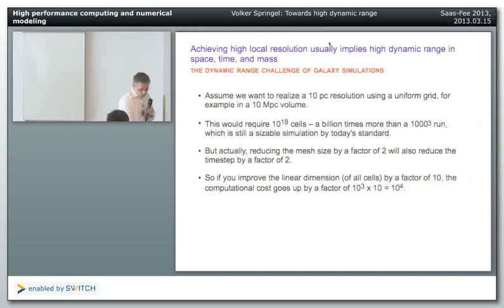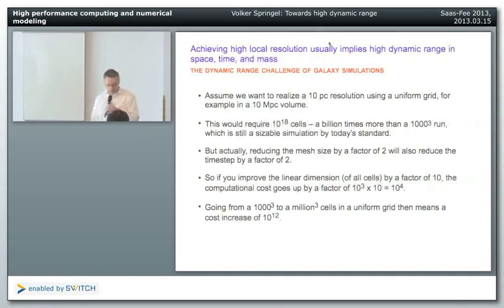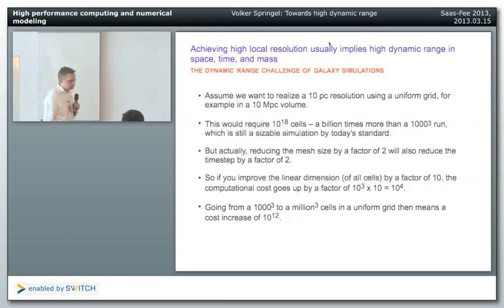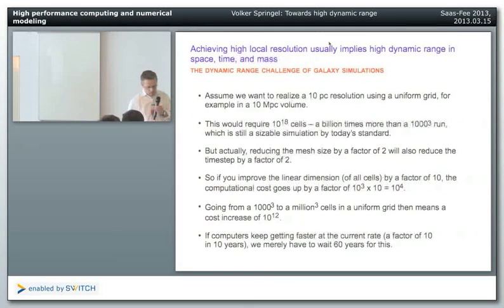So that would mean that if you want to go from your 1,000 cubed calculation to one that has 1,000,000 cubed, you really would increase the computation cost by a factor of 10 to the 12. That's a whole lot, and it's really a very sobering consideration. On the other hand, computers keep getting faster.